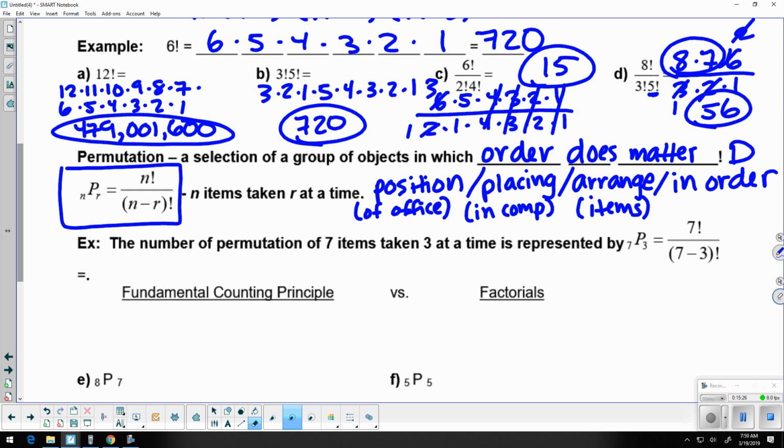So again, here's an example down here. It says the number of permutations of 7 items taken 3 at a time is represented by, okay, so this is basically the total number that you have, and here's how many you're taking from there. So I have 7 total items, I'm taking 3 at a time. So this would be all plugged into the formula. n should always be the bigger number. n should be the bigger of the two numbers if there's a choice, and then r is going to be the smaller one. Then you just simply plug it into the formula. So n factorial goes on top, and then n minus r factorial goes on the bottom.